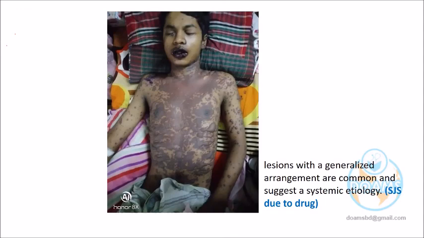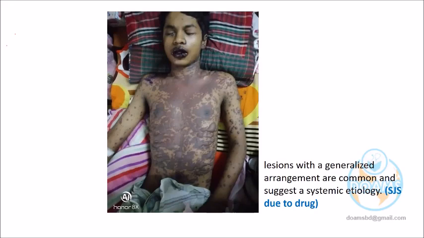If I tell you onycholysis, what does it mean? Separation of the nail from the back. Are we telling that the nail is broken or liquefied? No. So in dermatology, it means separation. So toxic epidermal necrolysis means there is a necrosis, but separation of the skin from the underlying tissue. So if the separation of the skin is there, then we can say epidermal necrolysis. This is one of the extreme features of hypersensitivity.